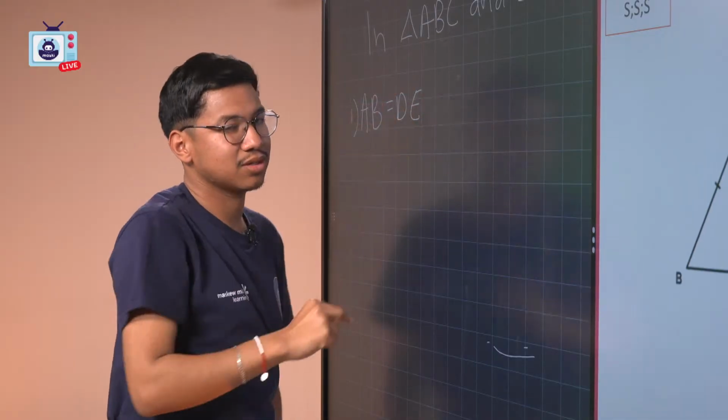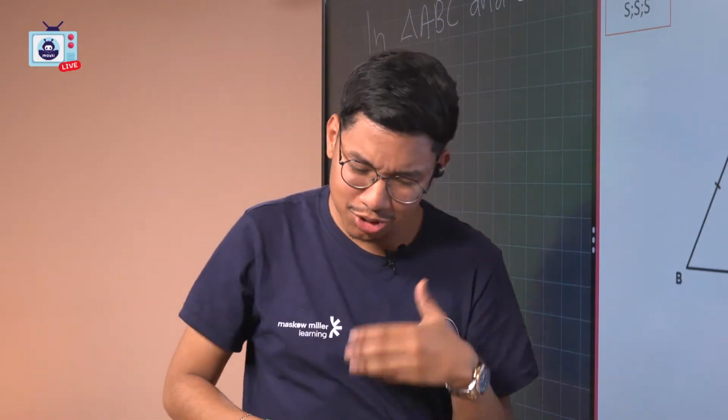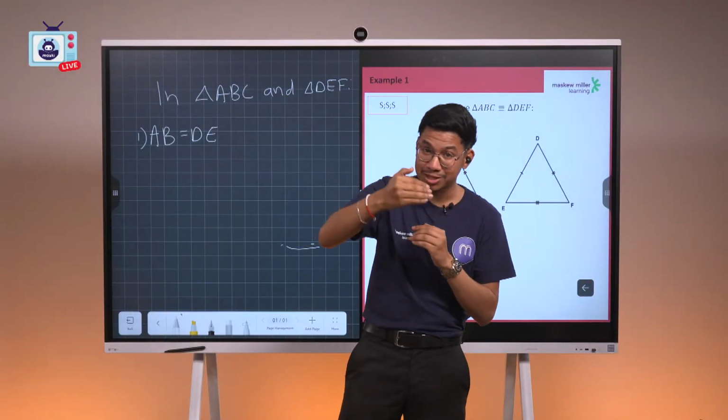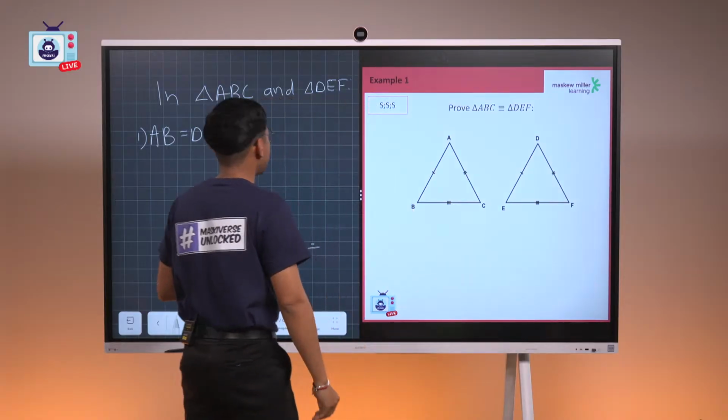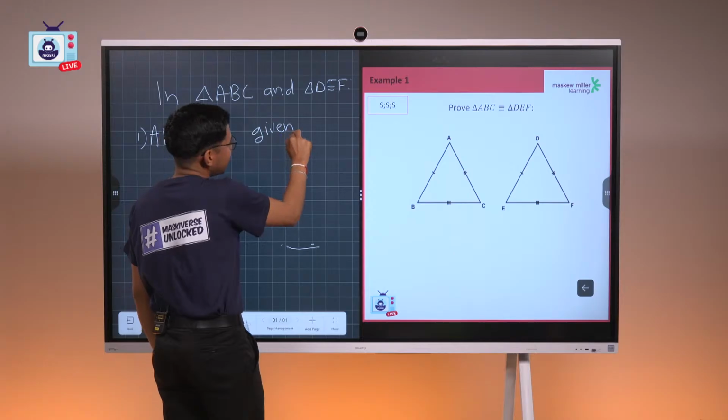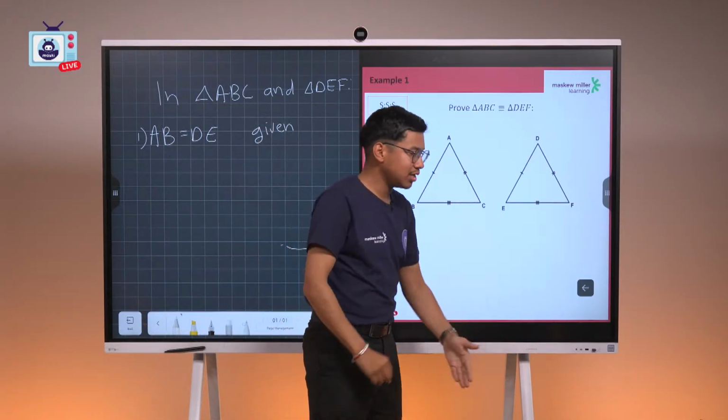That's what I've noticed. But what if my teachers taught me about geometry? Once I make a statement, yes, I must give a reason. After every statement, I must give a reason. So, what is my reason here? It's simple. It's given. It is given to me that AB and DE are equal.